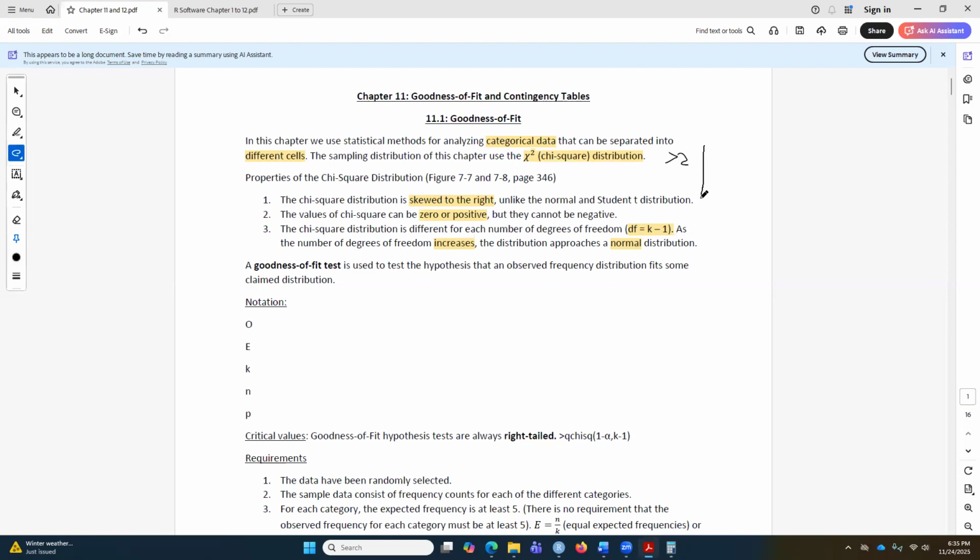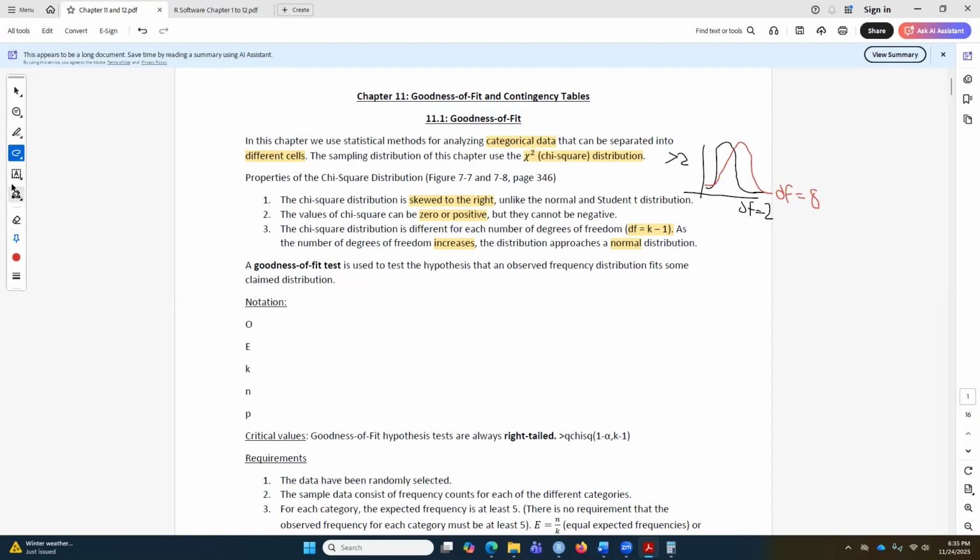We talked about that in our class last time. If your degree of freedom is, let's say, 2, you get a chi-square distribution that is skewed to the right. This distribution is only found in quadrant 1, from 0 to positive numbers. As the degree of freedom increases, like 5 or 8, the chi-square distribution becomes approximately normal. Again, k is the number of categories we have.